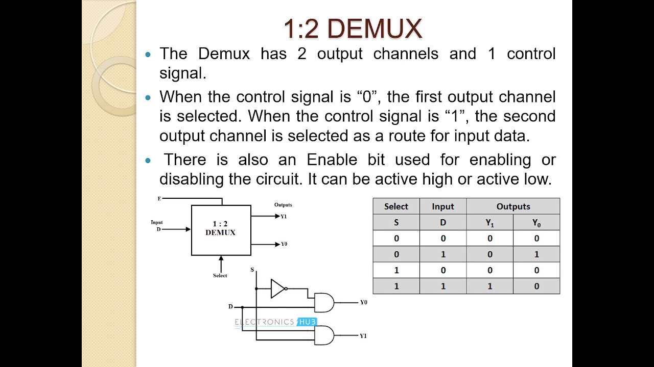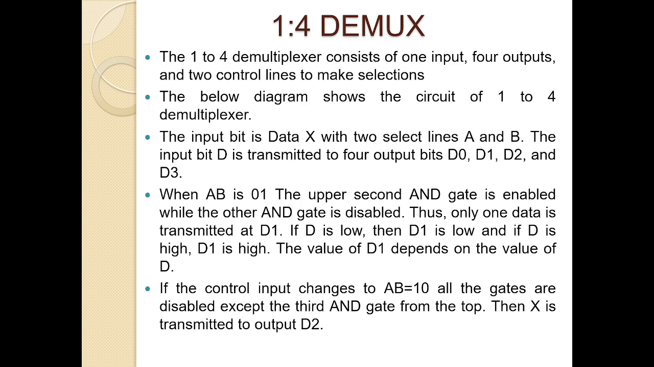When the input D is 0, the input is reflected in first output. When the selection line is 1, the input is reflected in second output. That is the concept of the demultiplexer. Next we go for 1:4 demux.